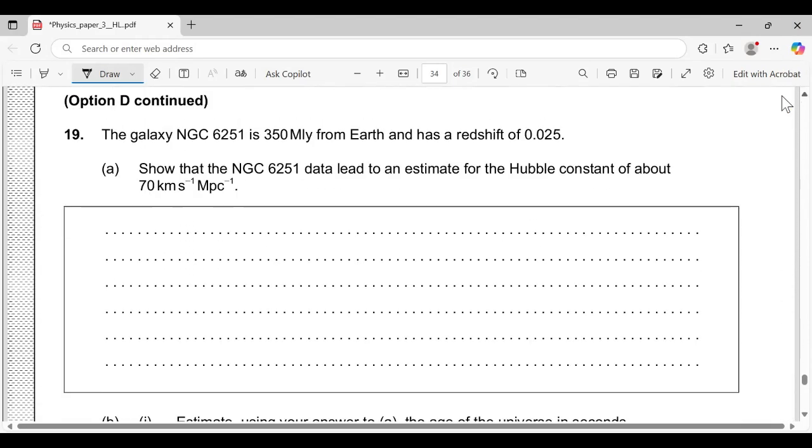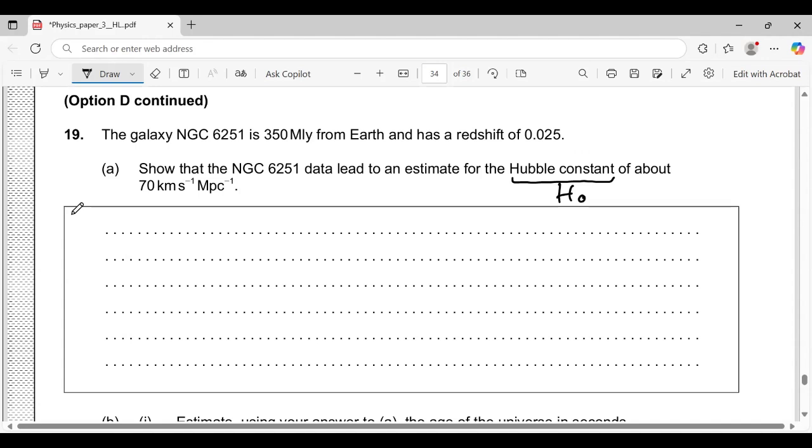Sorry, for number 19, the galaxy NGC 6251 is 350 million light years from Earth and has a redshift of 0.025. So the NGC 6251 data lead to an estimate for the Hubble constant of about 70 kilometers per second per megaparsec. Okay, Hubble constant is H0, simply H0, right?